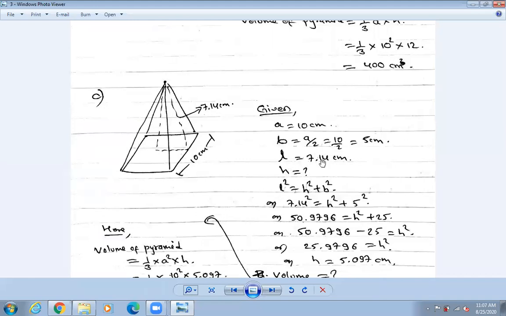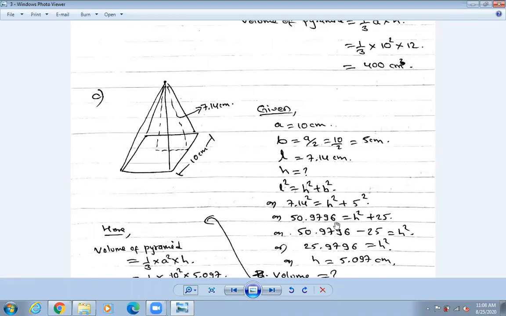So what is the value of L? 7.14 centimeter, and there is a square. So L square equals H square, and H we don't know, plus B square. B is 5, so 5 square. The square of 7.14 will be 50.5996 something. There were only 4 numbers when I typed on the calculator, so I've written all the 4 numbers equals H square plus 25.